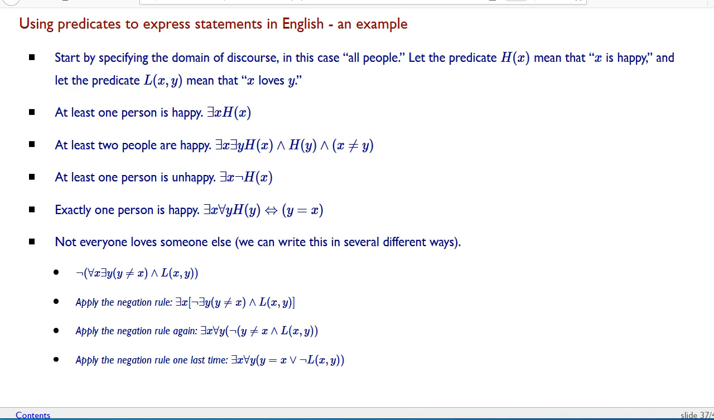One last one. We know De Morgan's law. If you have not of an and, you can change the and to an or and negate both propositions. And I think this is probably the best way of expressing not everyone loves someone else. There exists an x with the property that for all y, either y is equal to x or x does not love y. And with that, we will end our discussion of predicates and move on to a completely different topic.